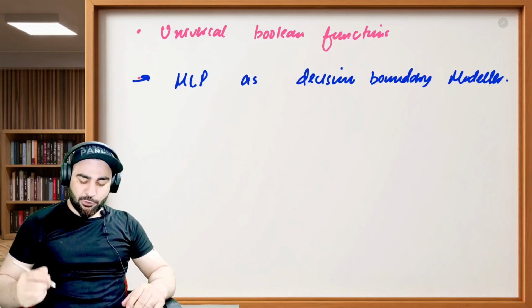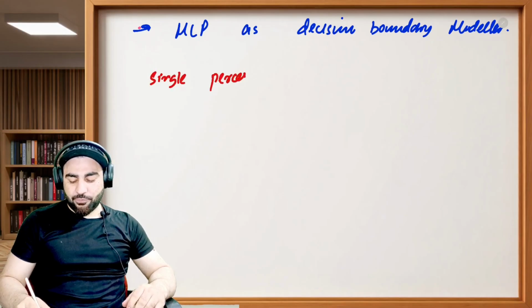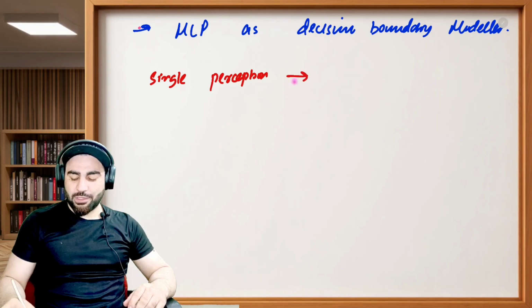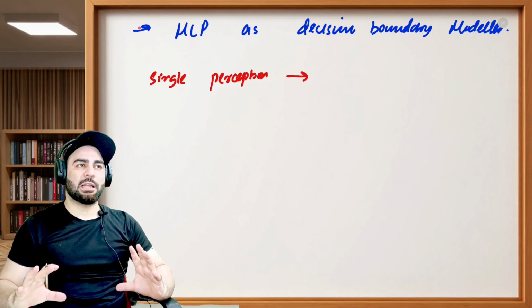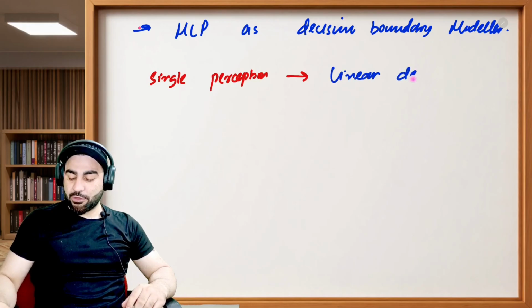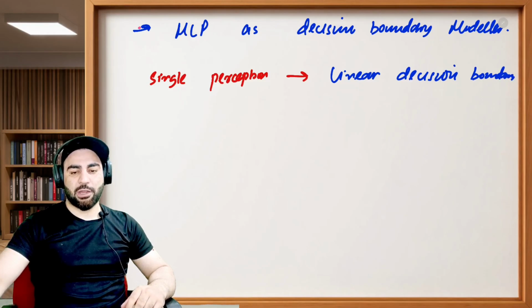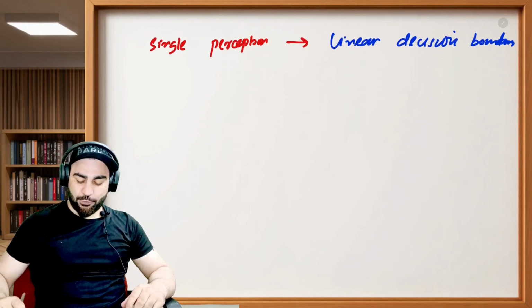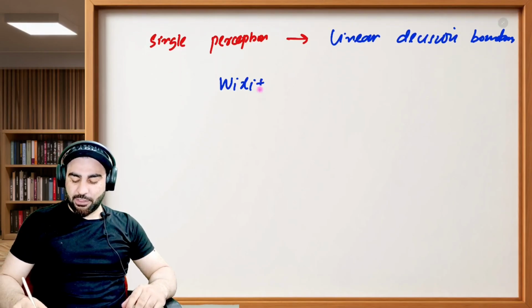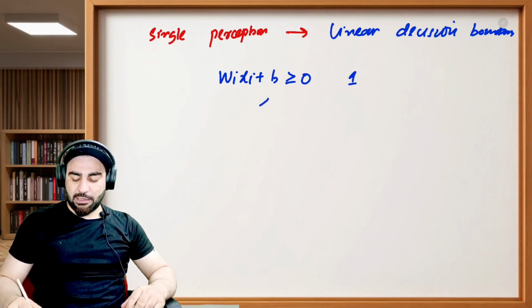Now the first thing, if you have a single perceptron, as we discussed earlier, if you have a linear decision boundary, you can model it with this. So how is that possible? We saw that you can draw a line of that sort. The equation is wixi plus b, and when this is greater than or equal to 0 you have class 1, and else you have class 0.